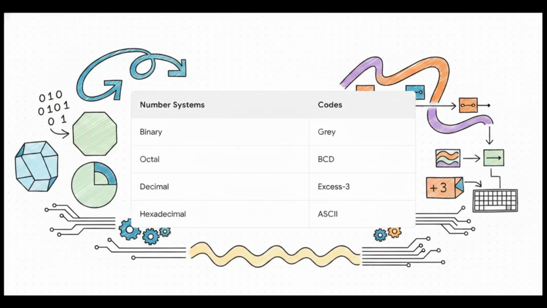Now, what's really interesting about this is how these concepts are deliberately organized into two distinct buckets. Over on the left, we have number systems, so that's binary, octal, decimal, and hexadecimal. Then on the right, we have codes: Gray, BCD, XS3, and ASCII. By looking at it this way, we're essentially separating the mathematical languages from the actual representation formats. It's a really brilliant way to structure our thinking as we move forward.